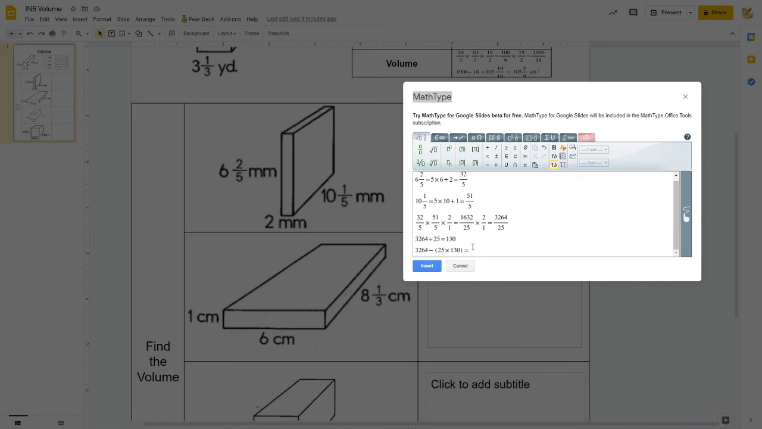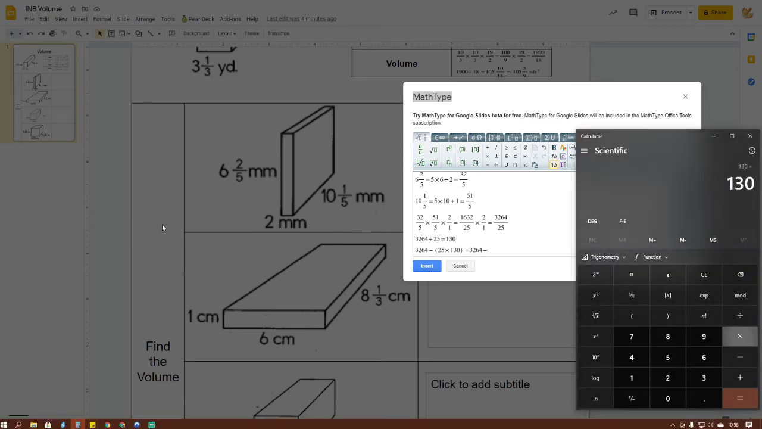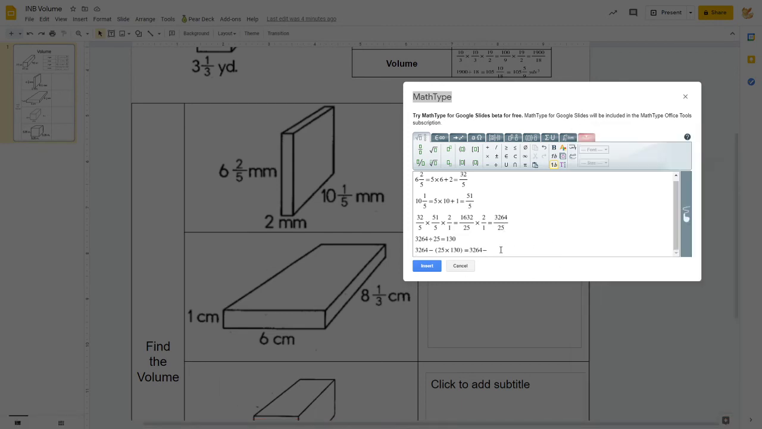Well, that equals 3264 minus, oh, yeah, I can have a pretty good idea. 3250. 3250. I had a feeling it was going to be around there. So that will mean it is 14, right? Yeah. Okay. So my answer is 130 and 14/25.